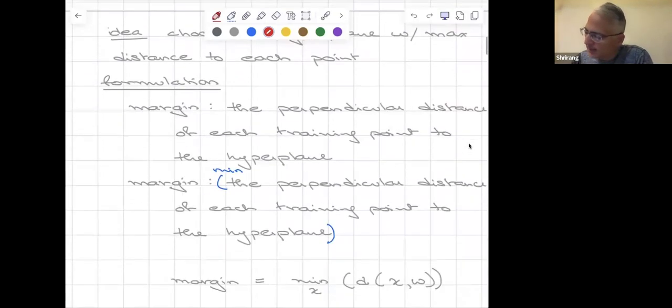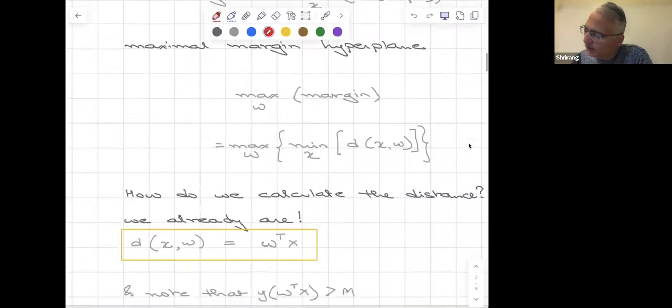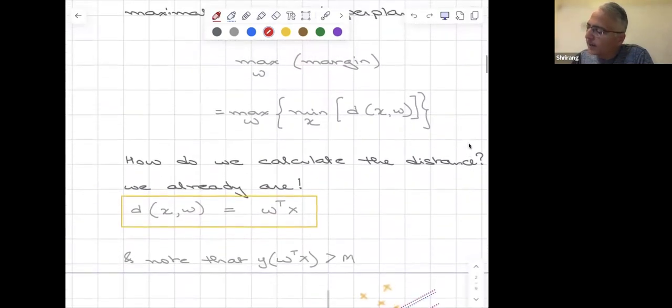Okay, so I've kind of written all of this out. And then how do we calculate the distance? W transpose X. Now, if you remember the perceptron algorithm, we were saying Y into W transpose X. If that is negative, then update it. If it's positive, it's classified correctly, right? So in the perceptron algorithm, we are already calculating Y times W transpose X.